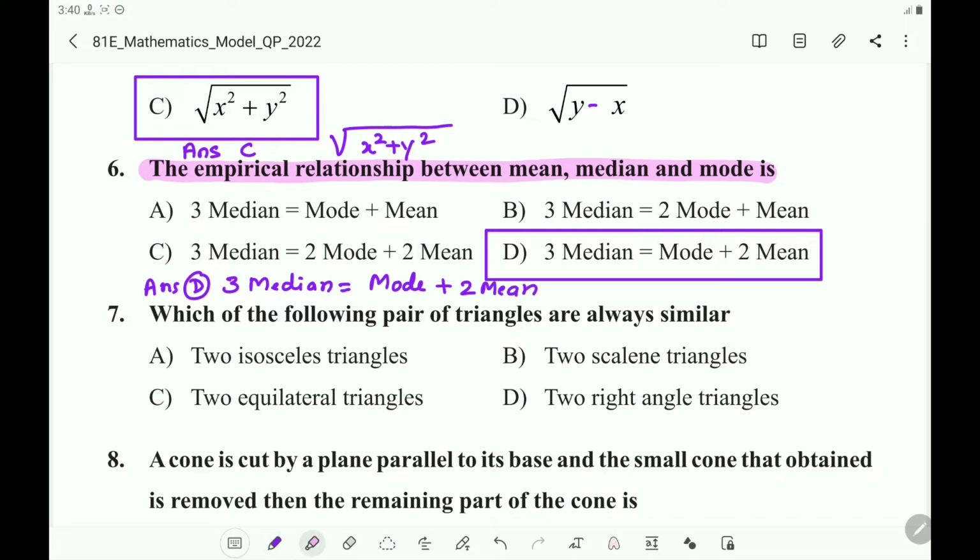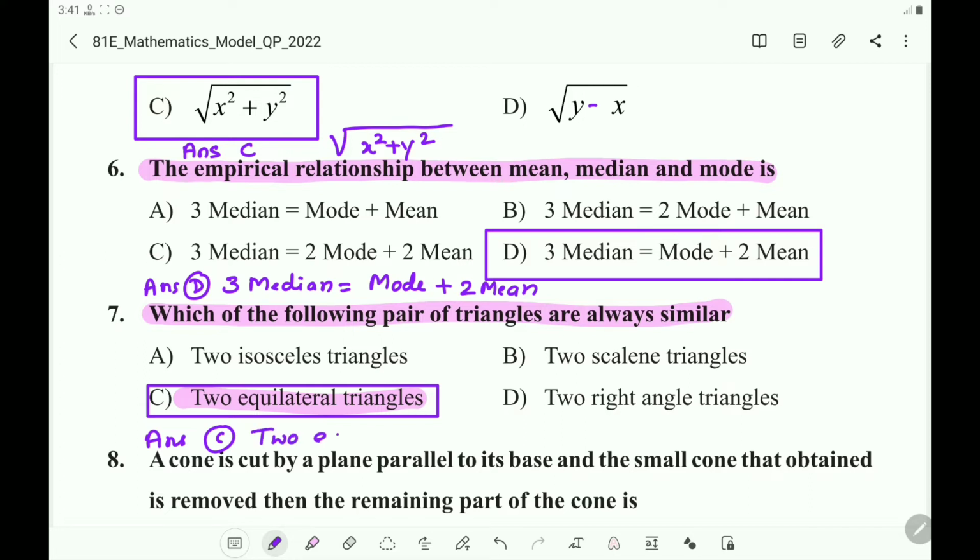Next you take the 7th one. Which of the following pair of triangles are always similar? You know that two equilateral triangles are always similar. So which is the answer here? Option C is the answer. Note down answer C, two equilateral triangles.